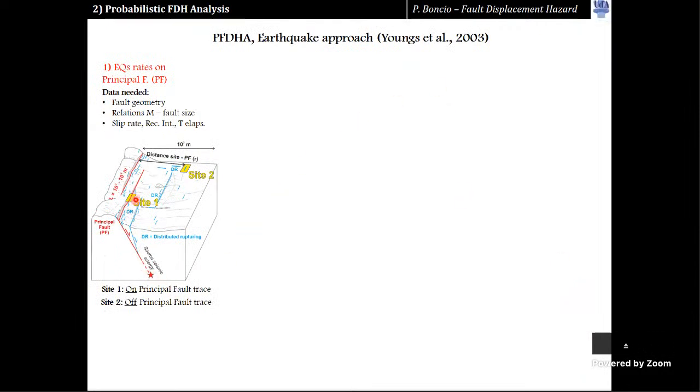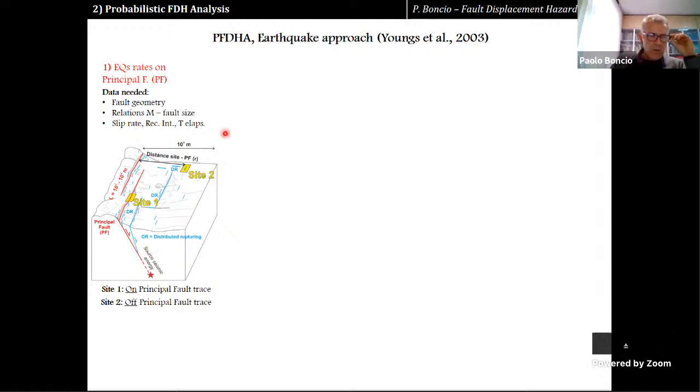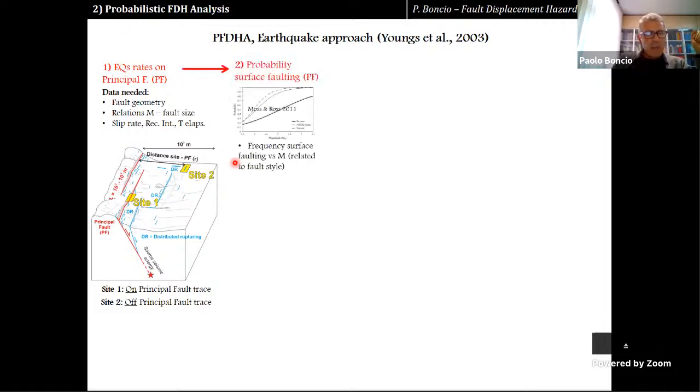Let's suppose we have a capable fault. First, you have to define the earthquake rates on the principal fault. You need the data: fault geometry, the size of the expected earthquake, slip rate, etc. So you need, in any case, a detailed investigation. So there is a component of the deterministic analysis inside. But okay, first you define the earthquake rates on the fault, and then you define the probability of having surface rupture, which is different depending on the style of faulting.